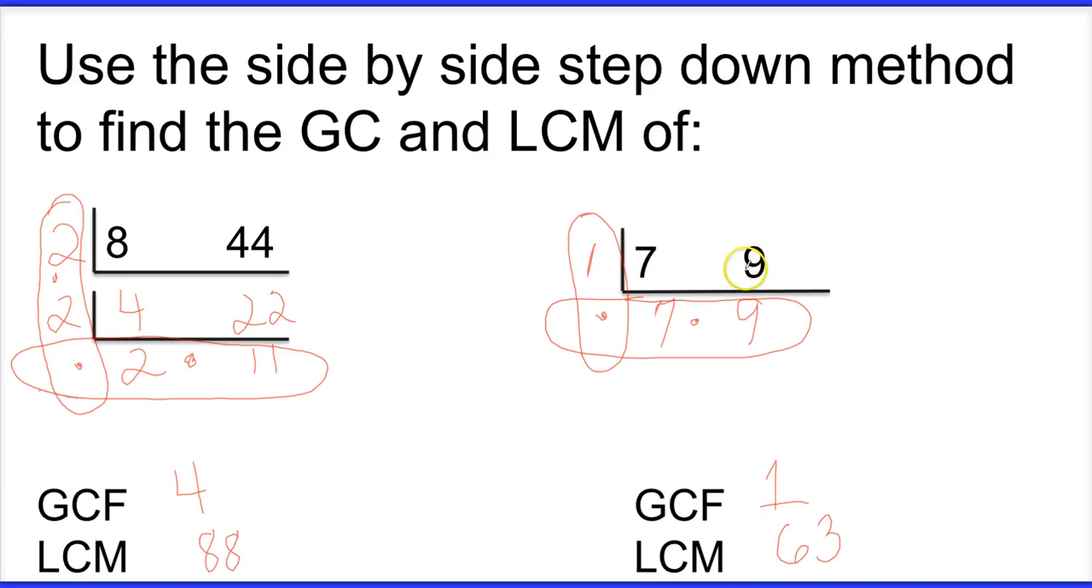Yes. 9 times 7. So your greatest common factor for 7 and 9, because there's no prime number that will go into both 7 and 9 evenly, is 1. So that's your greatest common factor. Your least common multiple is going to be 63. Very nice.